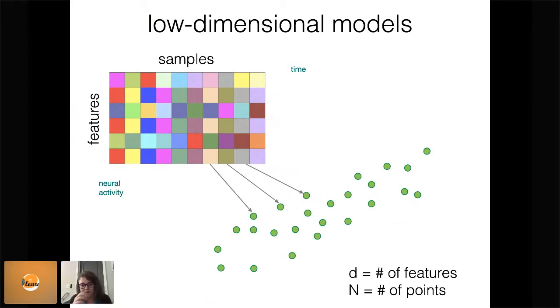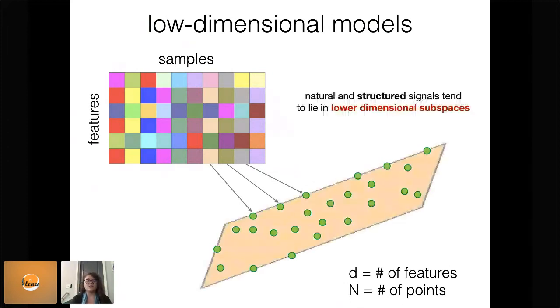Now what we can think about is representing each column of this matrix, which is a point in time and represents the activity of, let's just say, D different neurons within our system. We can represent that as a point in this high dimensional space. Here I'm showing it in a three-dimensional view, but this is actually a higher dimensional space, which is hard to visualize, of course. So each of these time points is now a point in this high dimensional space.